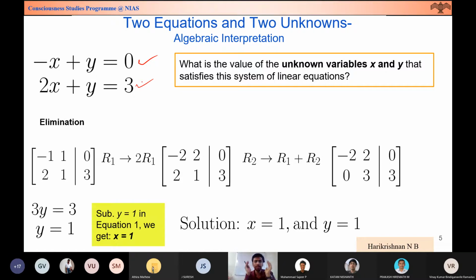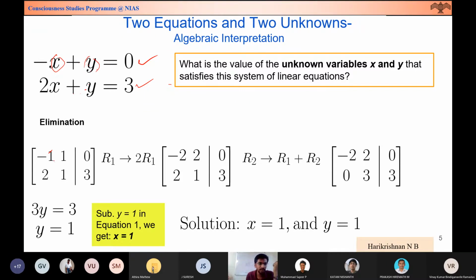So now what is the problem that we are interested in? What is the value of these unknown variables x and y that satisfies both of these equations? So algebraically, what we do is Gaussian elimination, which is nothing but we create an augmented matrix where the entries of the matrix are the coefficients of these linear equations.